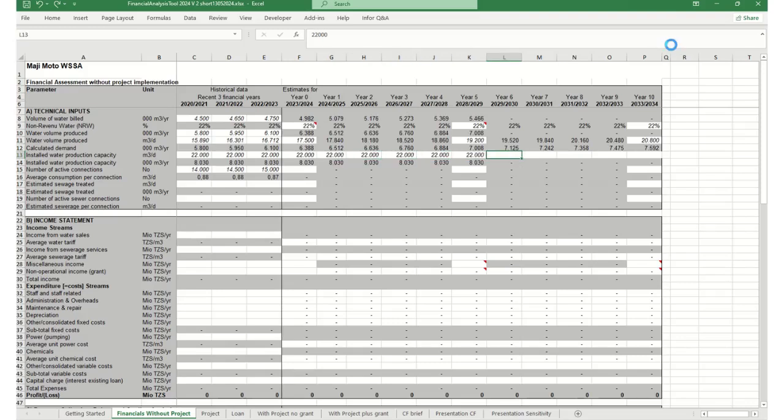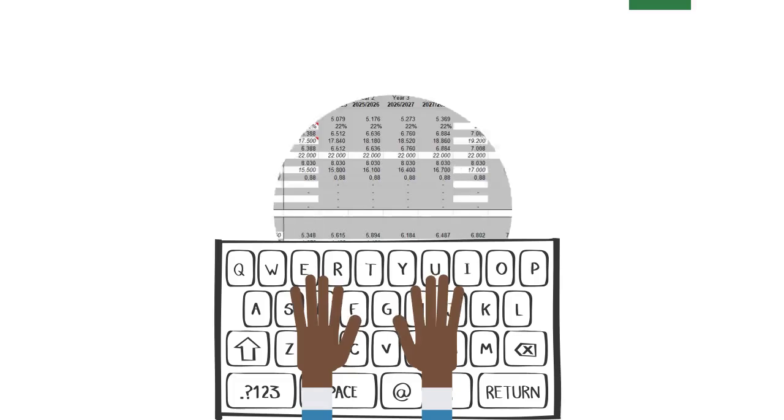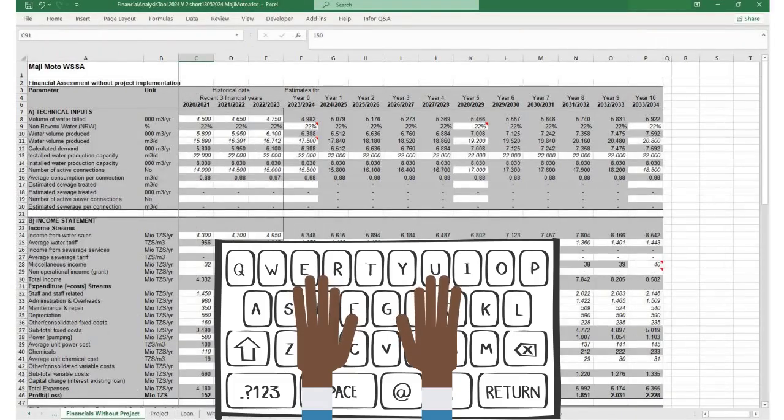As you can see, there are many gray cells which automatically calculate the yearly figures, or e.g. the NRW. Make sure to check if the NRW figure is realistic. This can be an indicator for flaws or mistakes in the data that you have input. You can continue with the same exercise in the other sections. I'm fast forwarding now, and then we will look at some of the key items that are crucial for a realistic cash flow analysis.